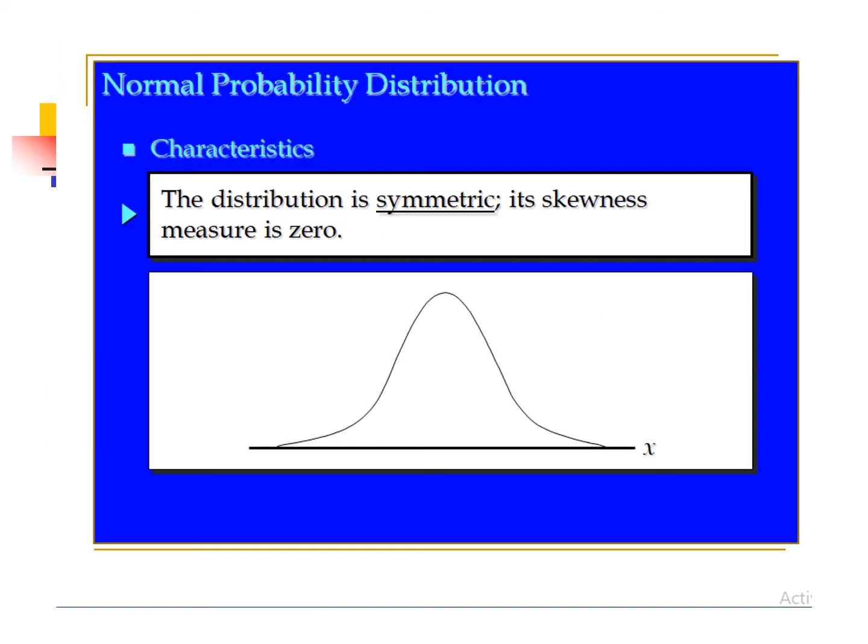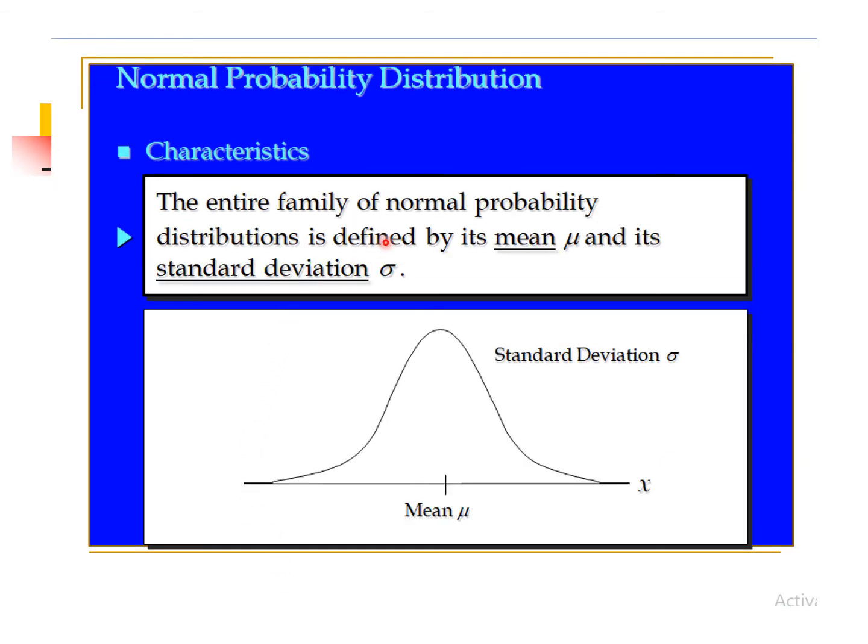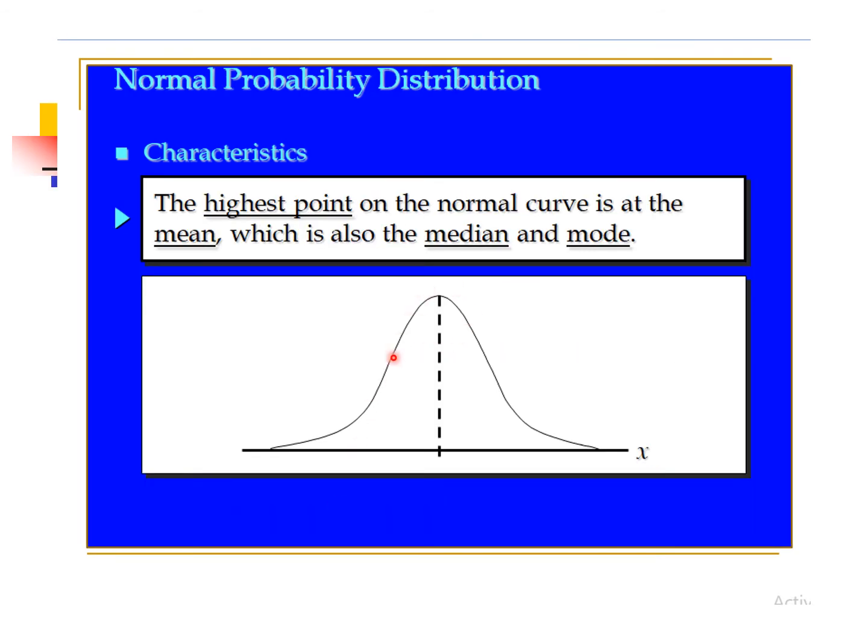The normal probability distribution exhibits certain properties. The distribution is symmetrical. Its skewness is 0. It is symmetrical. The entire family of normal probability distribution is defined by mu and standard deviation sigma. The highest point on the normal curve is at the mean, which is also the median and the mode. Means that mean, median and mode coincide.